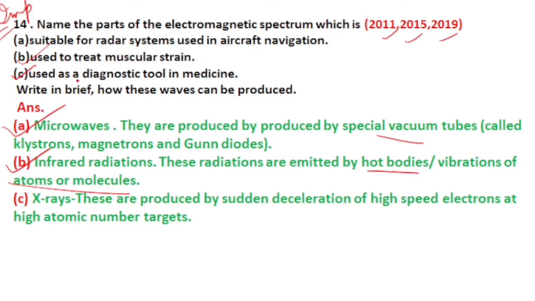Name the electromagnetic radiation which is used as a diagnostic tool in medicine. Yes, very good. It has very high frequency: X-rays. X-rays are used as a diagnostic tool in medicine, and these are produced by sudden deceleration of high-speed electrons at high atomic number targets. So in this way, you write answer of this question. It is very, very important for this year, right?